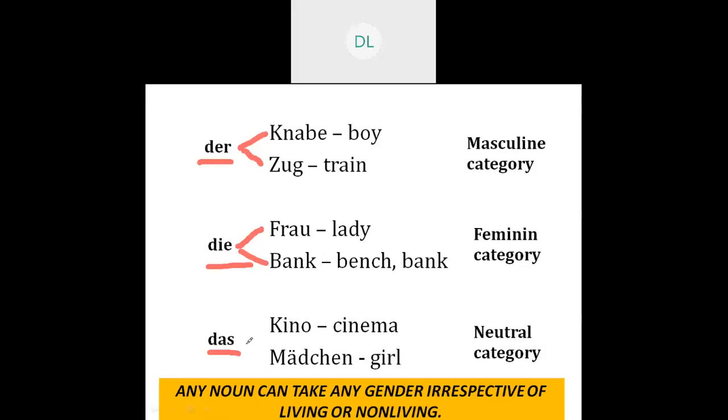On the same grounds, if I wanted to say 'the cinema, the girl', what will that 'the' be? It has to be das, that is das Mädchen. Der, die, das, they all mean 'the' only. But why is that difference coming up? It is because in German any noun can take any gender, irrespective of living and non-living. So here I come to the next one.